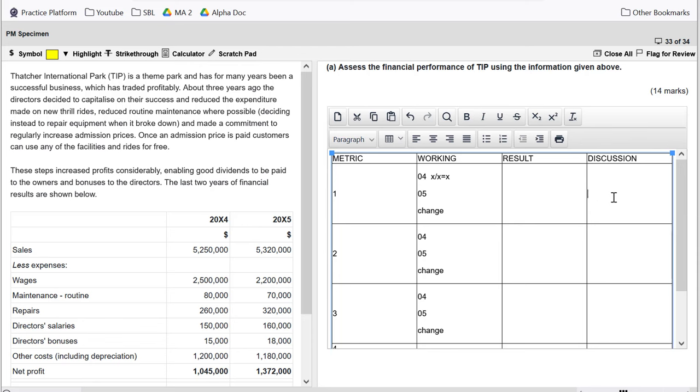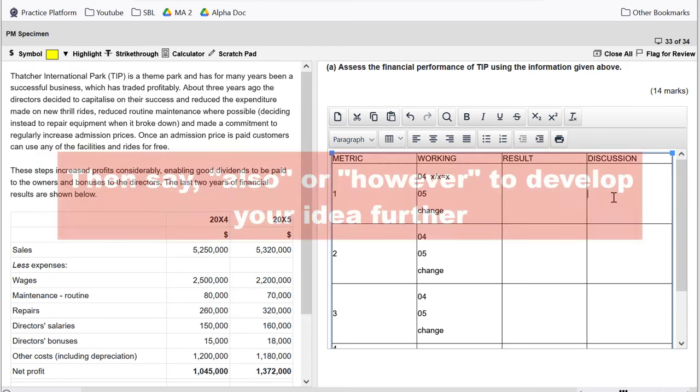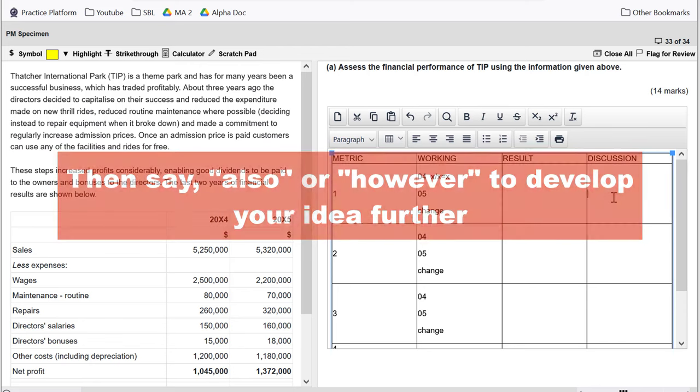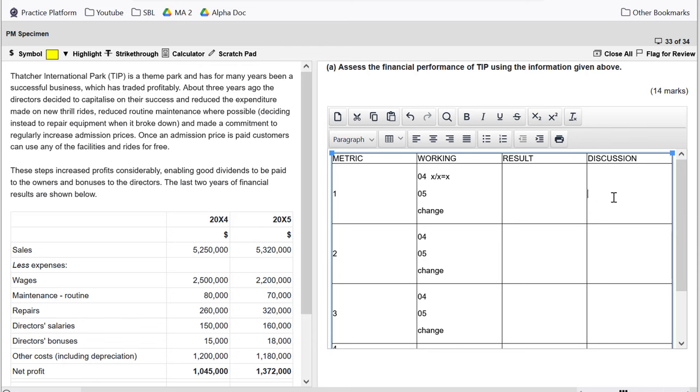So you're going to give judgment. You're going to say because. Then you say also, however, and you are developing your idea for potentially a second follow-on mark. That is how you assess and evaluate. If you would like to practice that in great detail, check the link right here. I will take you through, in another video, how to analyze, evaluate, and assess performance.